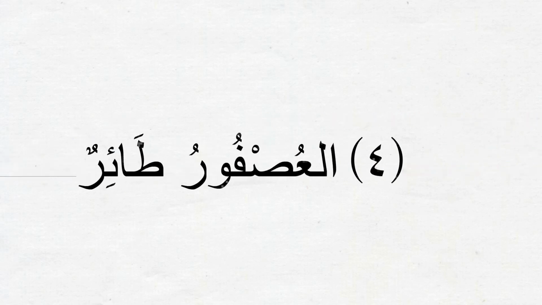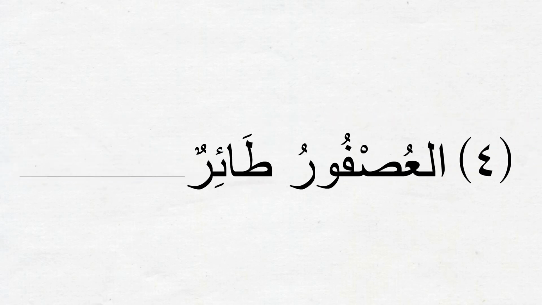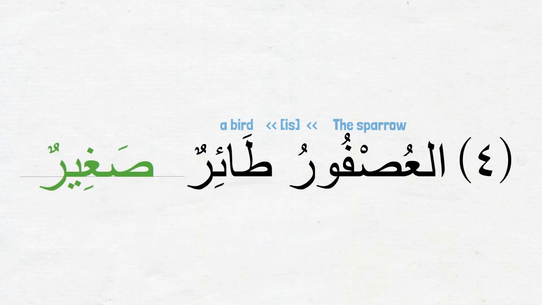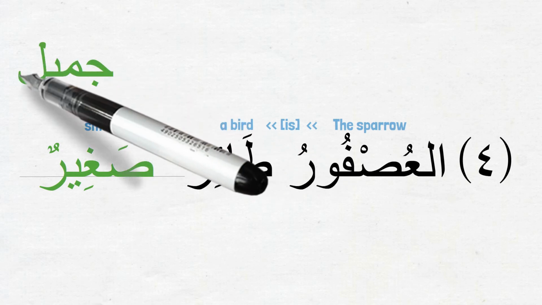The next sentence is also what we just read in the text. Al-Usfuru ta'irun. Should I put kabirun or saghirun here in the blank? Saghirun, right? So al-usfuru ta'irun saghirun means the sparrow is a small bird. Or if you think the sparrow is a beautiful bird, you could have said al-usfuru ta'irun jamilun.